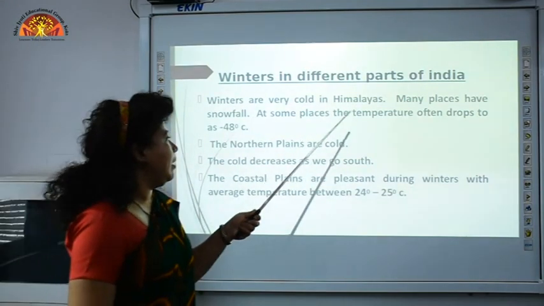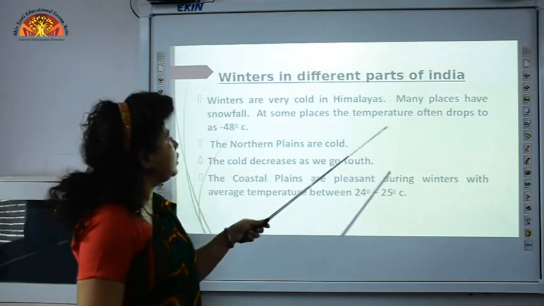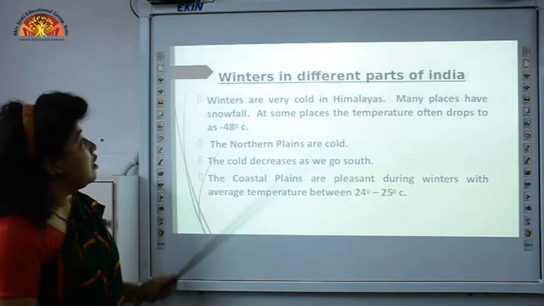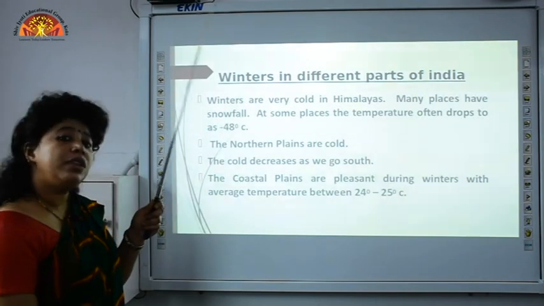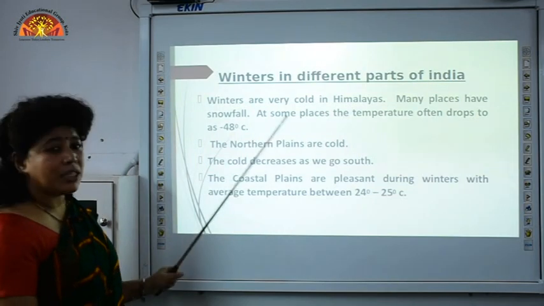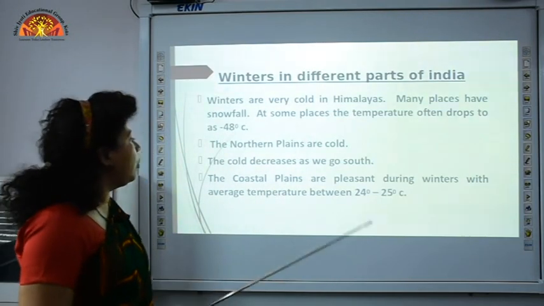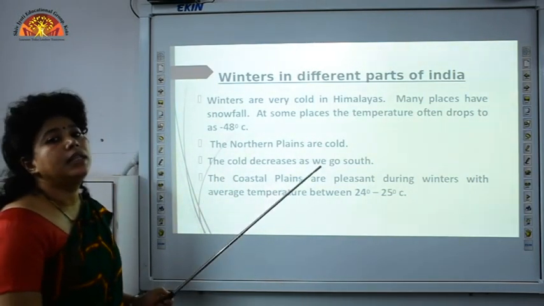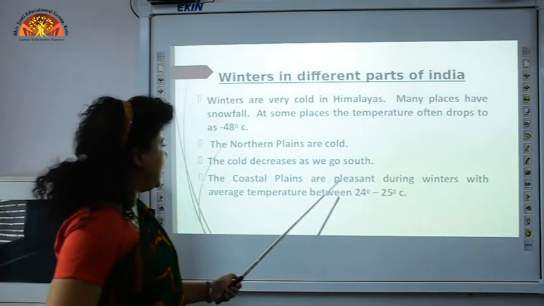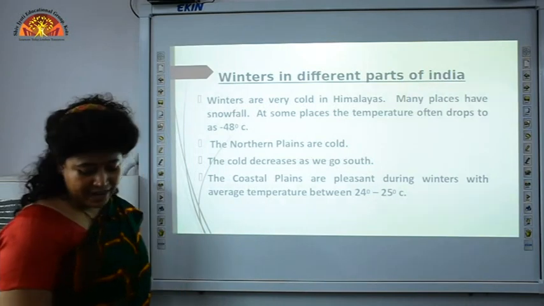Winters are very cold in Himalayas. Many places have snowfall. At some places the temperature often drops to -48 degrees. आपने पहले पढ़ा है ना, जितना हाइट बढ़ती है उतनी ठंड बढ़ती है. हिमालयास काफ़ी हाइट में है, जिसकी वजह से हिमालयास में बहुत काफ़ी ठंड बढ़ती है. The northern plains are also cold, and as we go to the southern parts of India, the cold decreases. The coastal plains are pleasant during winters with average temperature between 24 to 25 degrees centigrade.